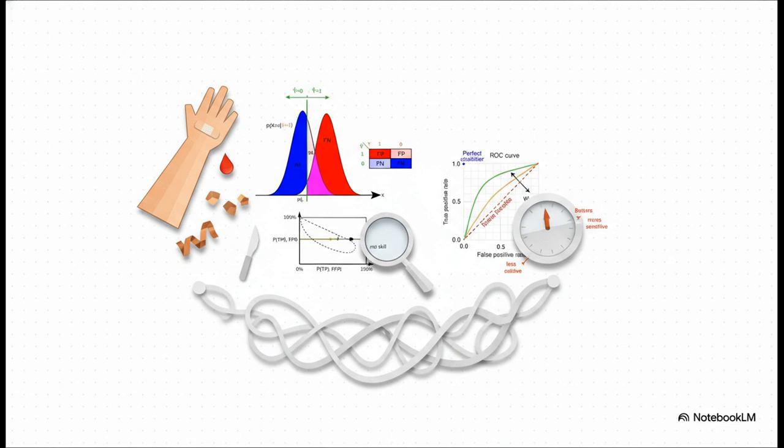We have to decide what level counts as high. If we set that bar really low, we're going to be super sensitive. We'll catch more sick people for sure, but we'll also get a lot more false alarms. But if we set the bar really high, we'll get fewer false alarms, but we'll end up missing more sick people. As we slide that threshold up and down, we literally trace out this characteristic curve on the graph.